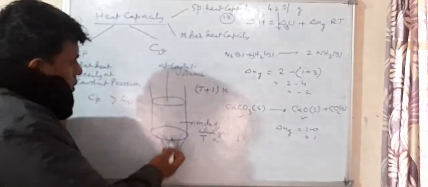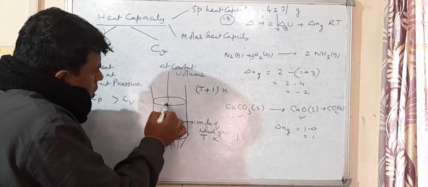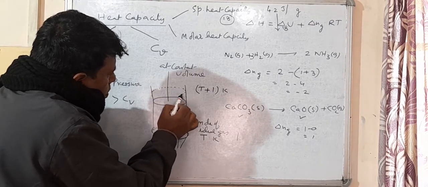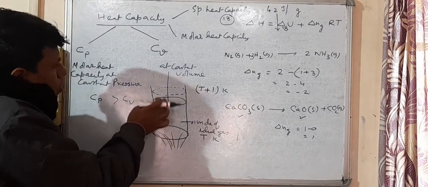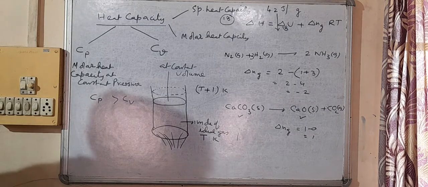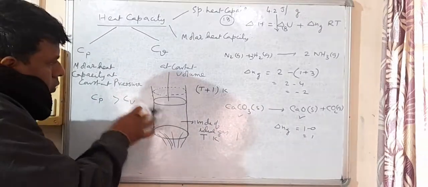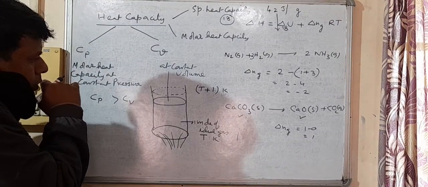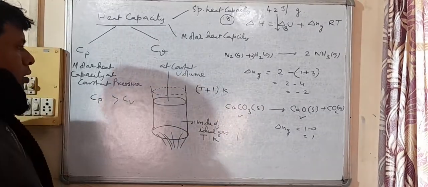It is because when we carry out this process at constant pressure, the piston will go up, and there will also be some work involved. PV work will be involved. So since PV work is involved here, that's why more heat will be required in this case.